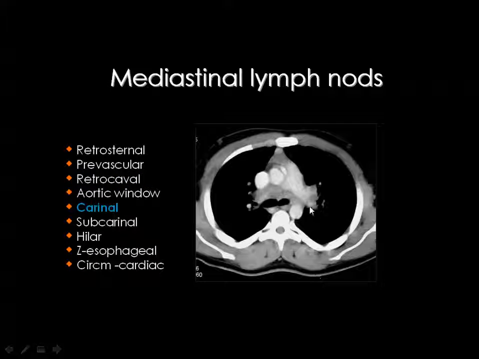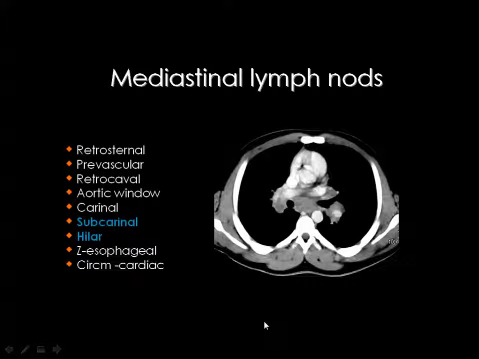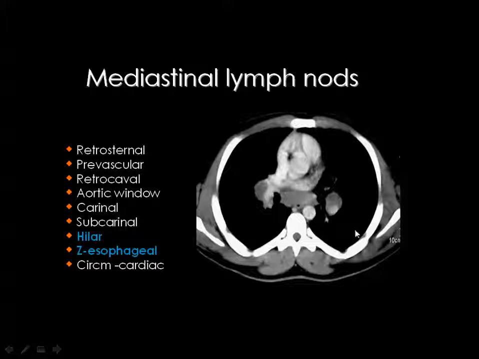Then the carinal lymph nodes are arranged around the tracheal bifurcation. Anteriorly located nodes are known as precarinal. If there are nodes behind, we call them retrocarinal. And the group of lymph nodes present between the mediastinal bronchi, you call subcarinal lymph nodes. Then the group of lymph nodes at the hilum are known as the hilar group of lymph nodes.